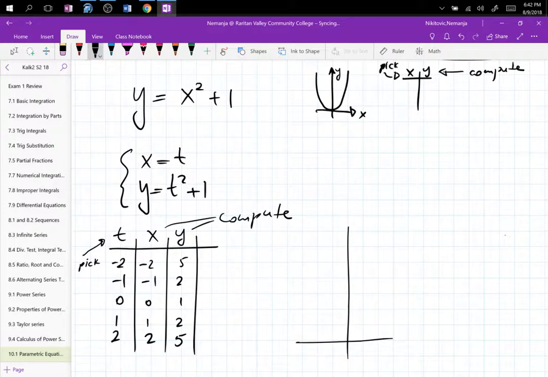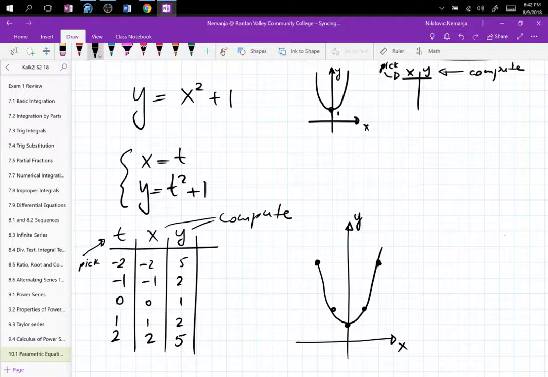You graph your 0, 1, negative 1, 2, and 1 and 2, and then it's 2, 3, 4, 5, here and here, and you draw the curve through this. Oh, I should have graphed this way because it goes through 1. So it's the same graph, as you can see.